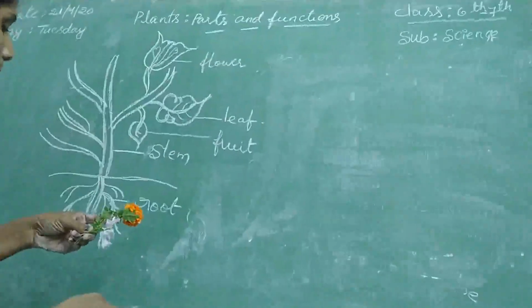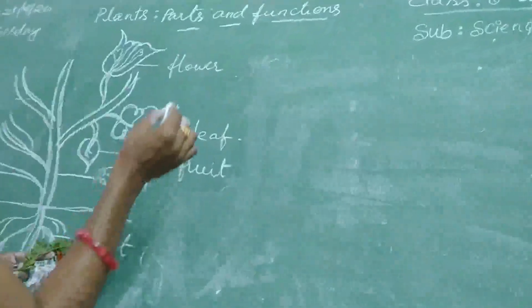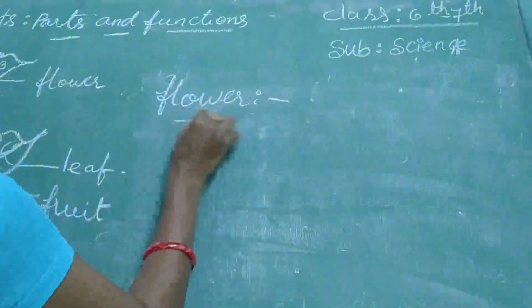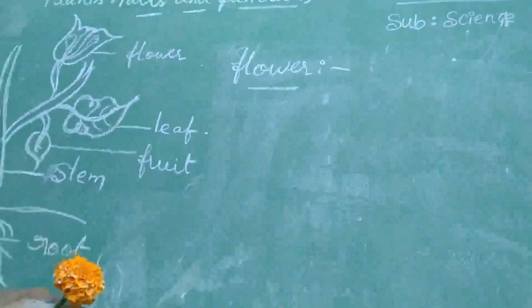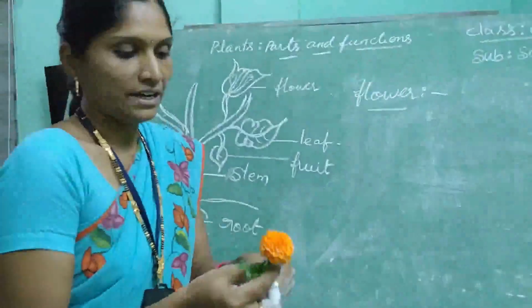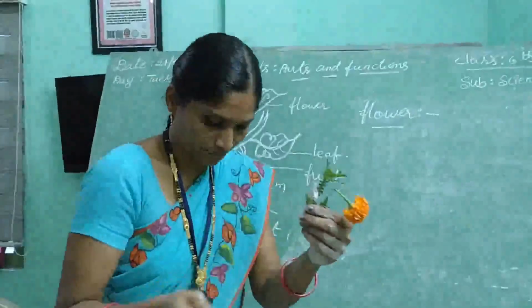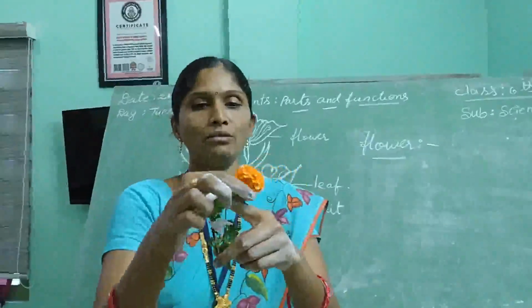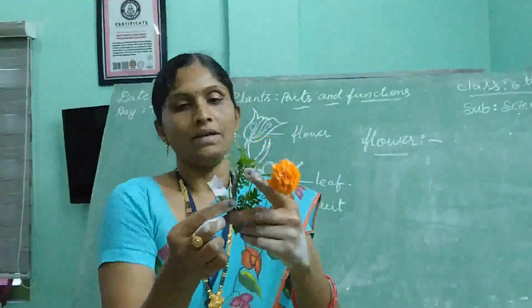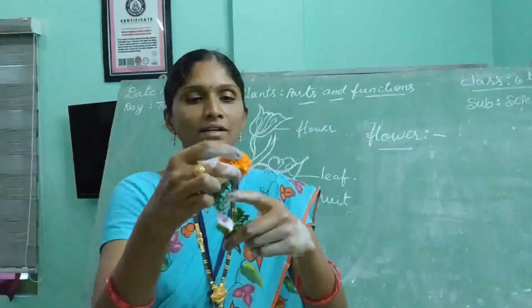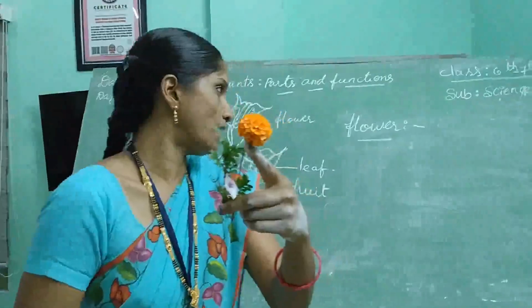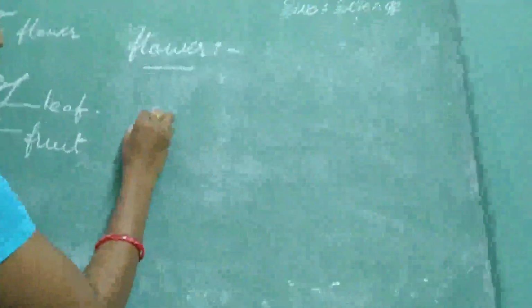Right. The fourth important part is the flower. This is a marigold flower, and this is a grass plant flower. A flower consists of a number of parts. See here.